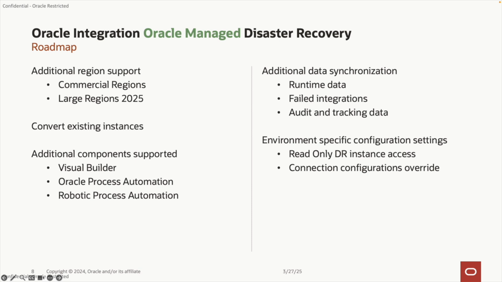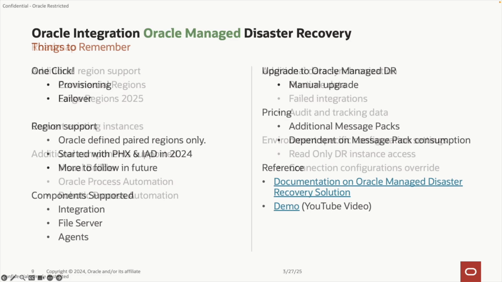This is a quick roadmap preview where the solution is planned to expand by adding available regions, by extending a capability to convert existing OIC instances for the solution, by adding supported components such as Visual Builder, Oracle Process Automation, and Robotic Process Automation, and providing additional data synchronization for runtime data, file integrations, and audit logs.